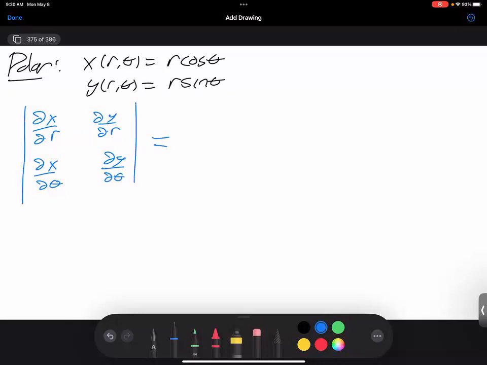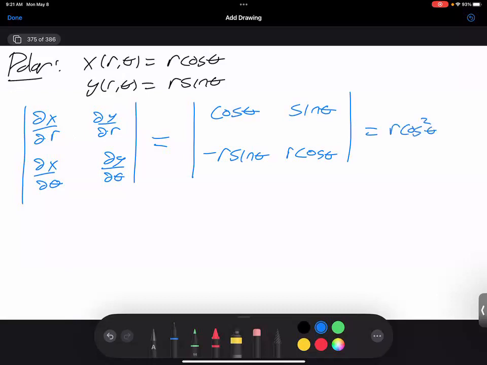All right. What's dx dr? What's the derivative of x with respect to r? Cosine theta. And if we take the derivative of y, we get sine of theta. And if we take the derivative of x with respect to theta, what do we get? Negative r sine theta. And then we get r cosine of theta. And so when we expand it all out, we're going to get r cosine squared theta minus, and a minus is a plus, r sine squared theta.